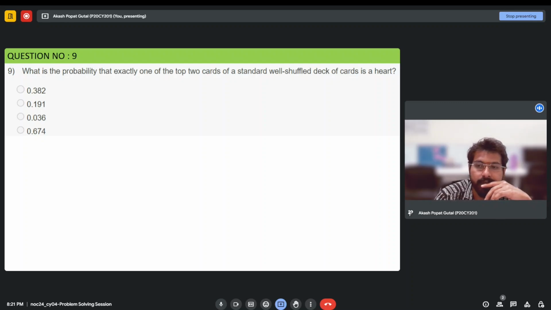So, the probability you need to calculate. There is a well shuffled deck of cards, and you need to take out the top two cards, and we need to calculate the exact probability that one of those cards is a heart.